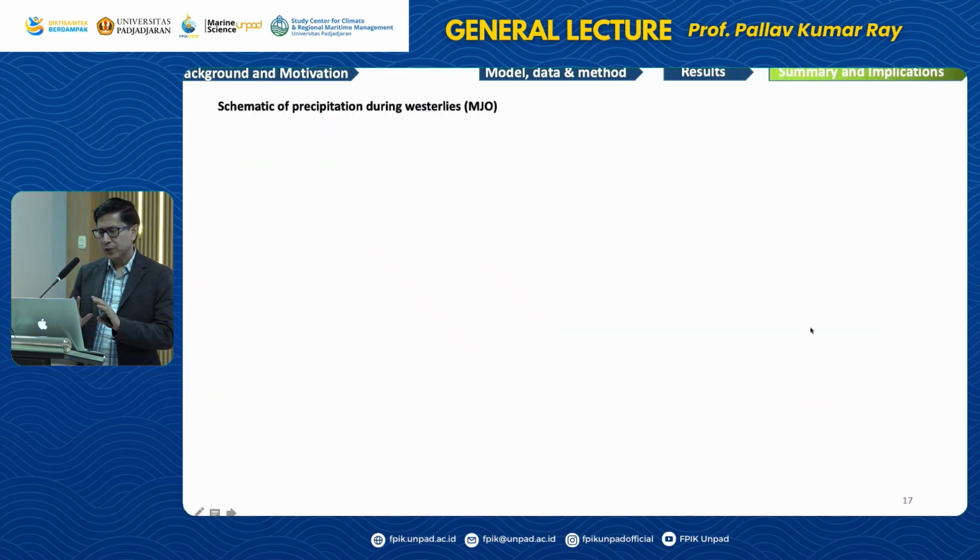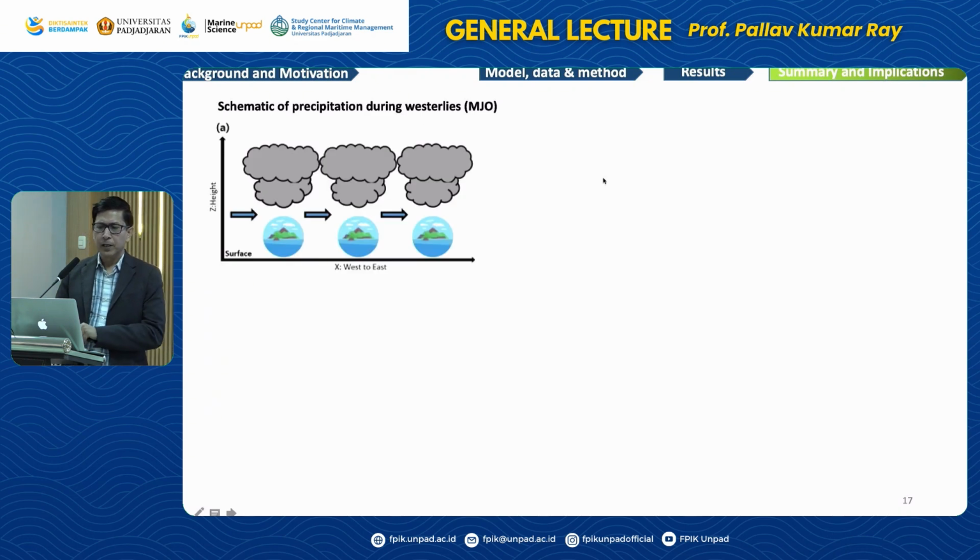Okay. So why is it happening? Let me try to come up with a very simple schematic that might be able to explain why we are seeing it. It's a schematic of precipitation during westerlies. So this is what happens. Let's say these are three different islands. This is Sumatra, this is Kalimantan or Borneo, and this is New Guinea. When the MJO is propagating, for this particular MJO event, it was not weakened. I'm considering that it remained strong throughout, and it led to rainfall over all three islands. So this is very simple to understand.